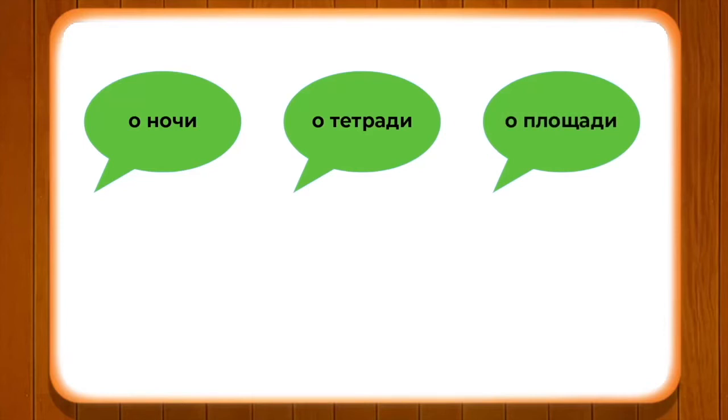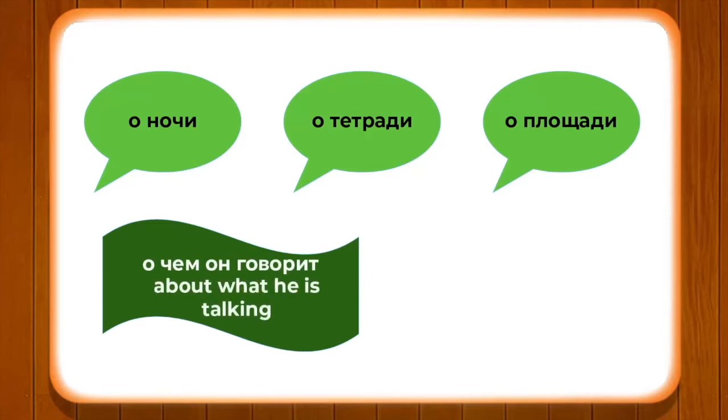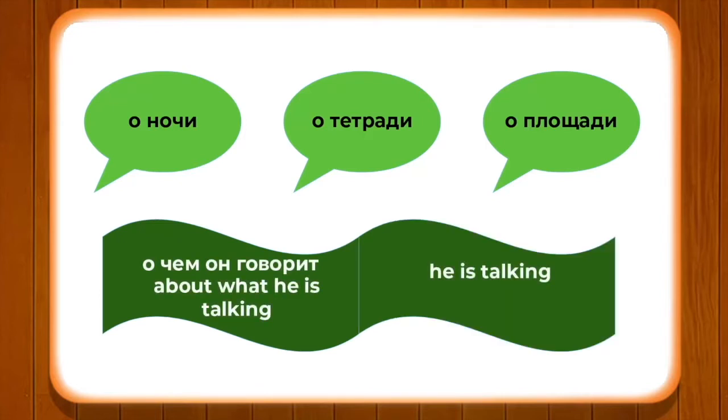Whenever you are using a word of the feminine gender, the question is о чём or о ком. For example, он говорит о красной площади. In Russian we have the expression красная площадь, Red Square. О чём он говорит, about what he is talking? He is talking, он говорит о красной площади. So please see the example.